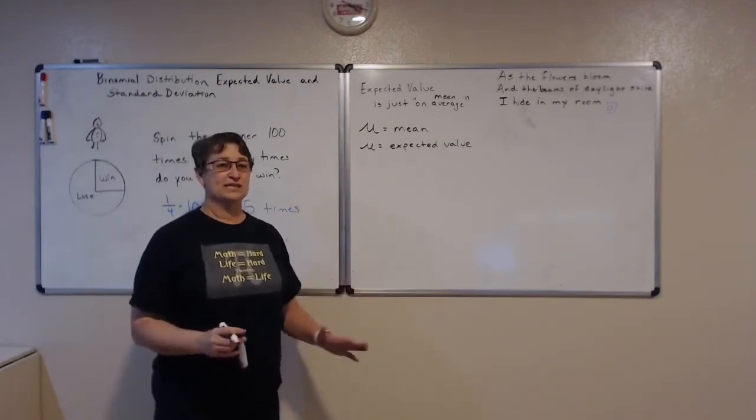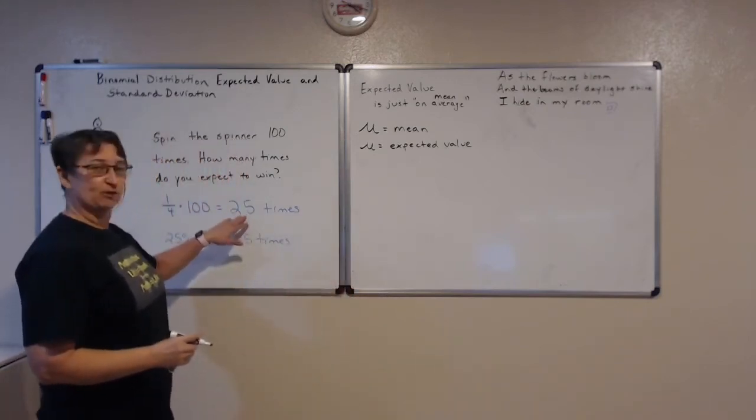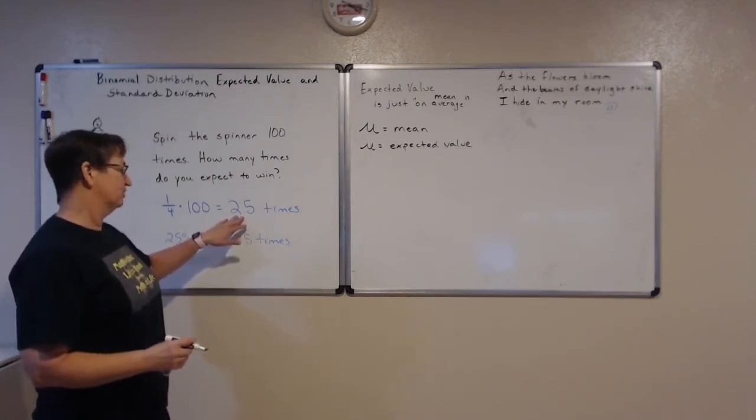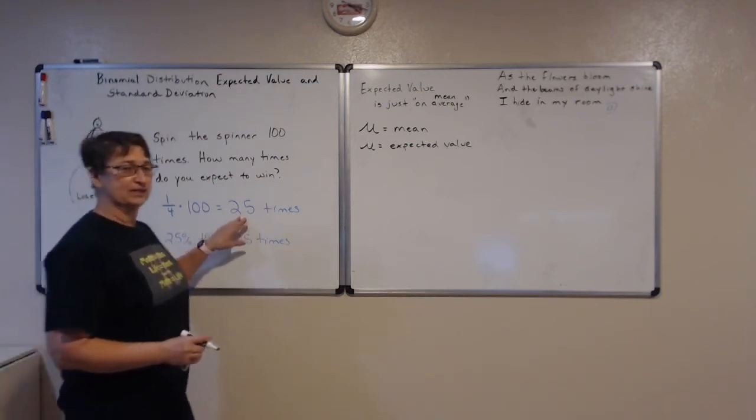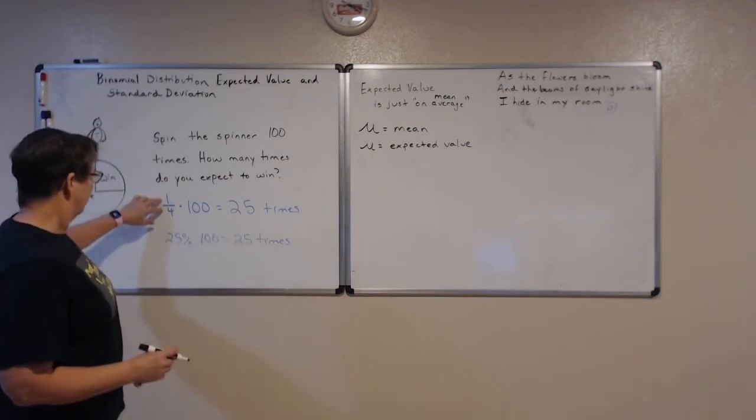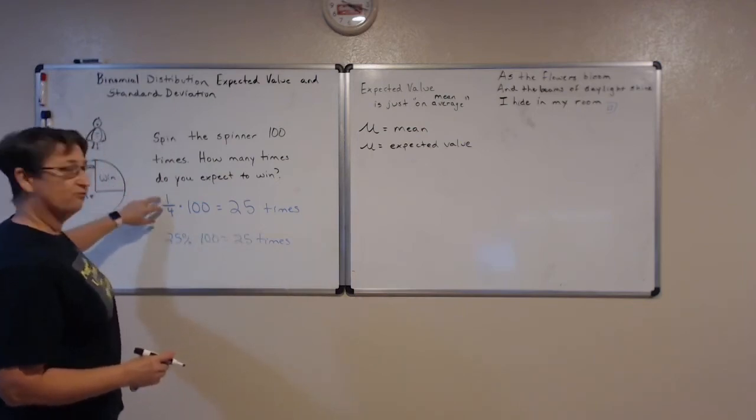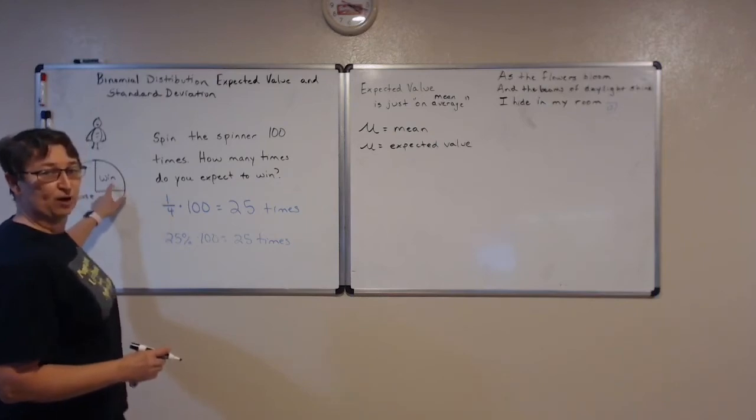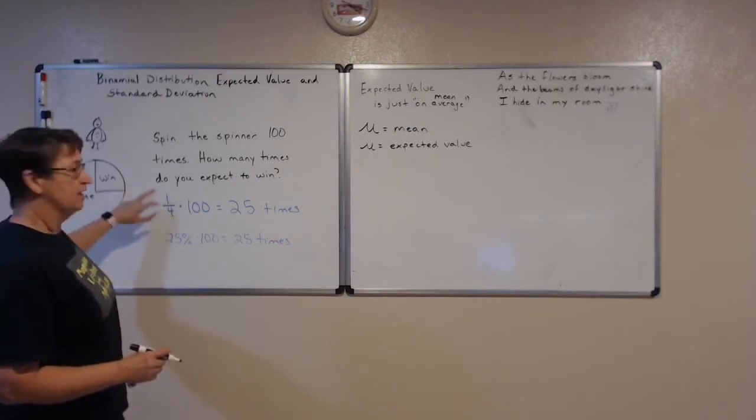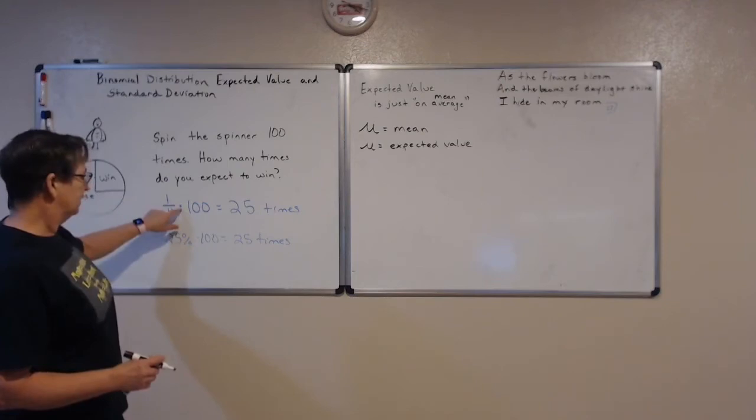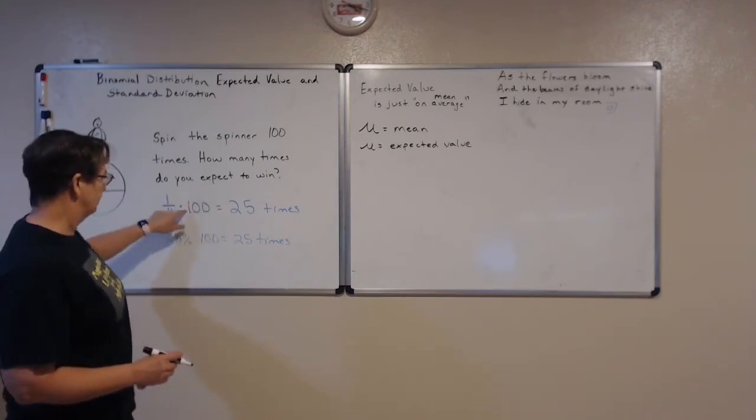Notice what we did to find the average number of times we would spin it. All we did here was take the probability for success, the 1/4, you told me that was your p, your probability for success, and you multiplied it times your 100.